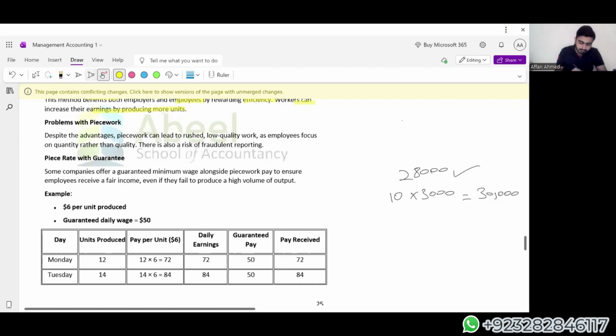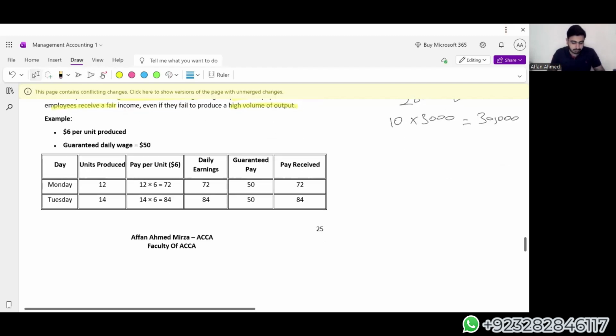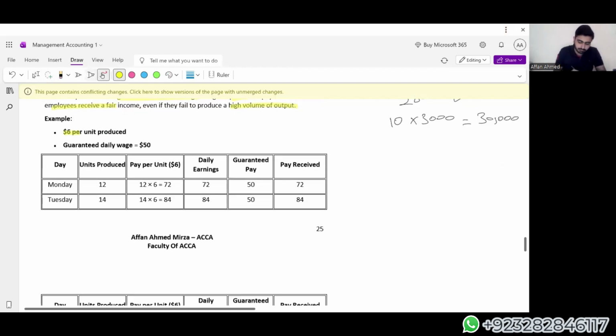Okay. Piece rate with guarantee. Some companies offer a guaranteed minimum wage alongside piece work to ensure the employee receives a fair income. Even if they fail to produce a high volume of output, they're taking something home that is basically allowed by the government. For example, we are paying $6 per unit, and the daily wage that is promised is $50. Now, if you're producing 12 units and $6 is the payment paid per unit, we get a daily amount of $72. Now, is it higher than your minimum wage? Yes, it is. So are we going to get the minimum wage or the amount that is earned? Here we are going to take $72 home.